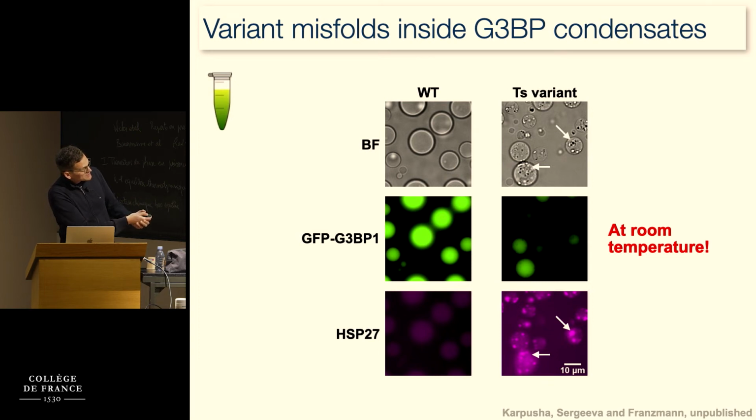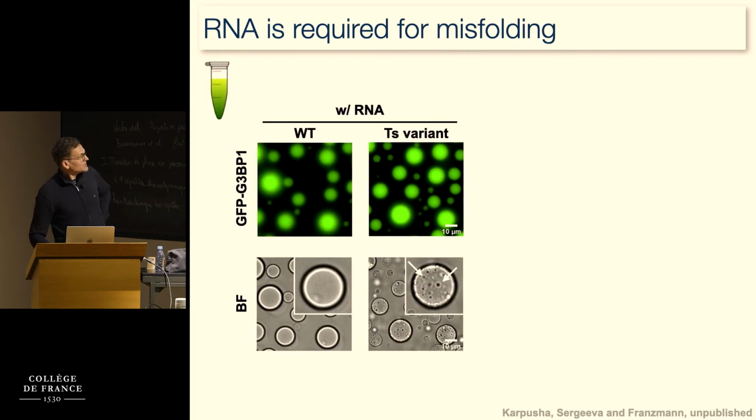and they were positive for HSP27, again indicating that they are recognized as misfolded, aberrant species here. Yeah? So something happens inside the condensates that makes this protein unhappy. It just misfolds and aggregates inside the condensates. And then, of course, we wondered, what is this, right? Is it the RNA component or is it the protein component that does that, right?